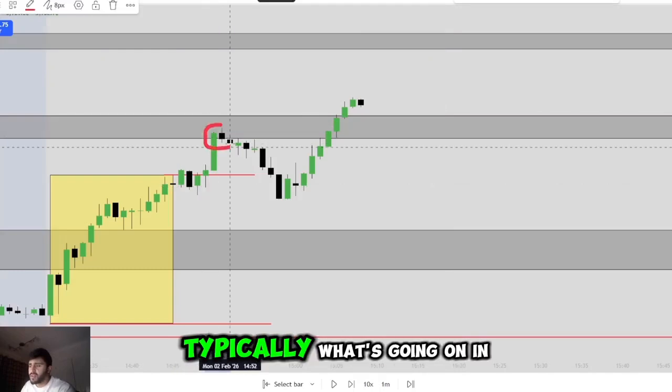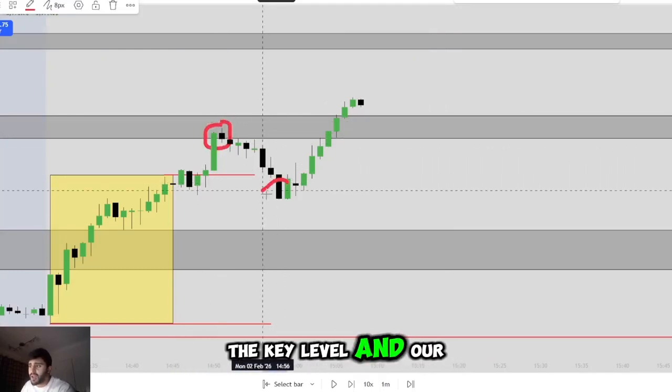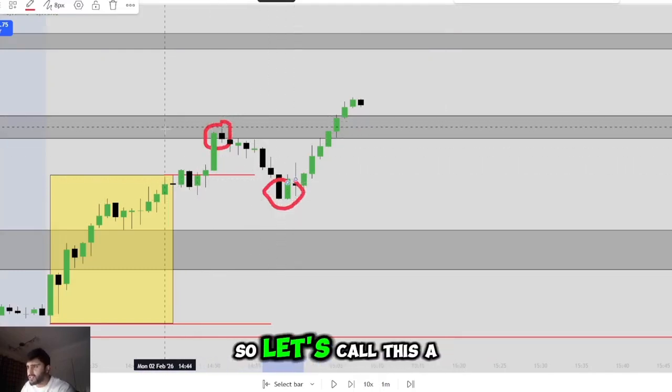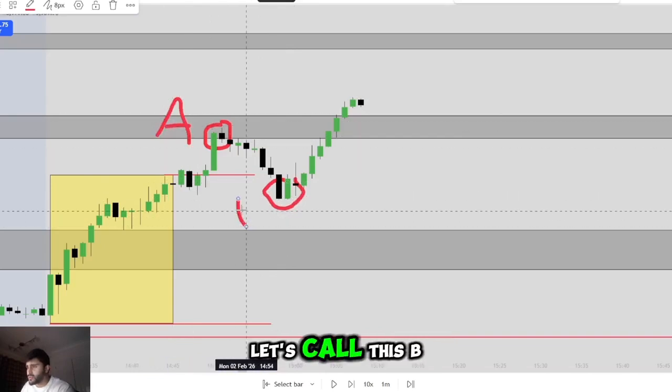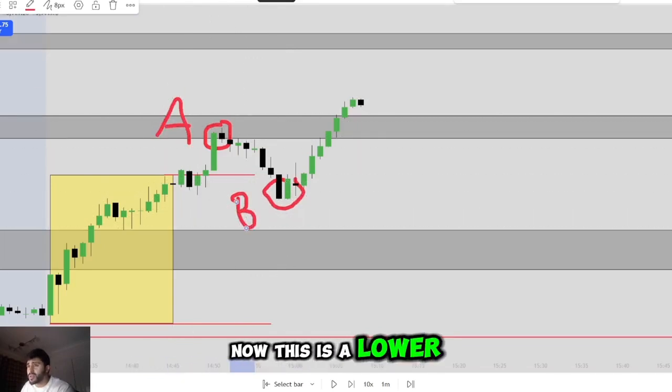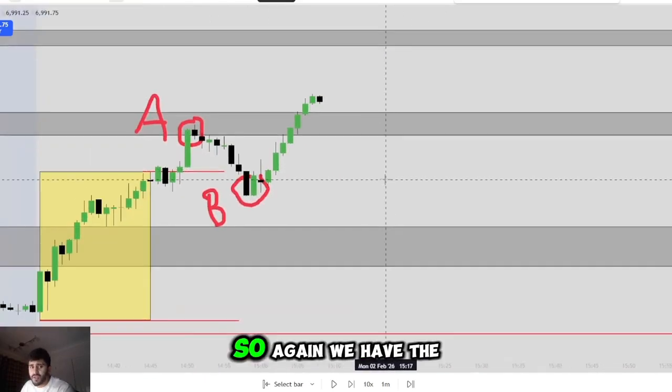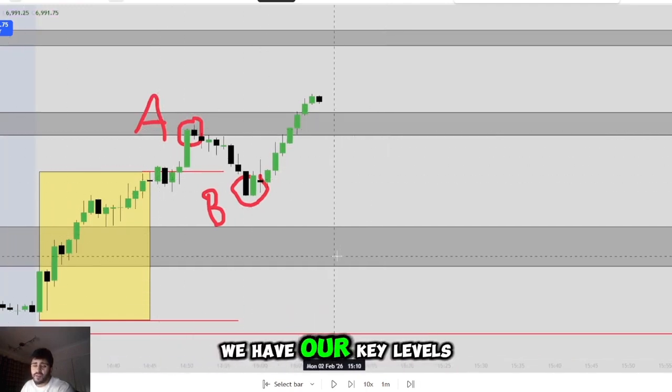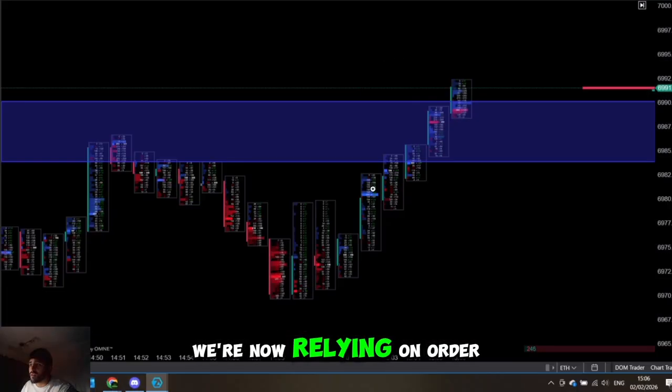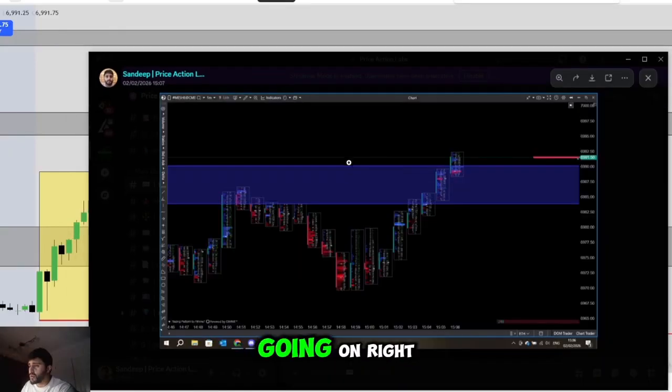Buyers, right? Typically what's going on in the key level and our extreme reactions. So let's call this A, let's call this B. Now this is a lower time frame order flow case study, right? So again, we have the 15-minute range, we have our key levels defined. We're now relying on order flow to tell us what's going on, right?